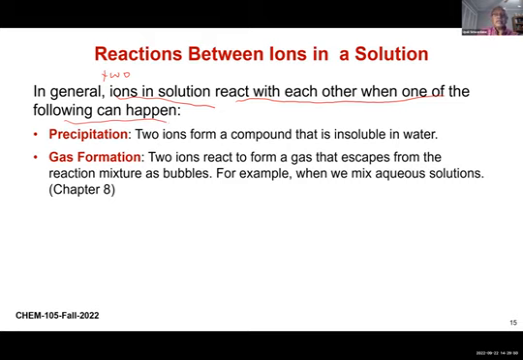Okay, I'm talking in general. There are a few things that can happen between ions in solution. Two ions can form a compound that is insoluble in water. You get a precipitate. An insoluble salt is formed when two ion solutions are mixed. This is called precipitation. Sometimes bubbles form, gas forms. You get carbon dioxide, hydrogen sulfide, etc.